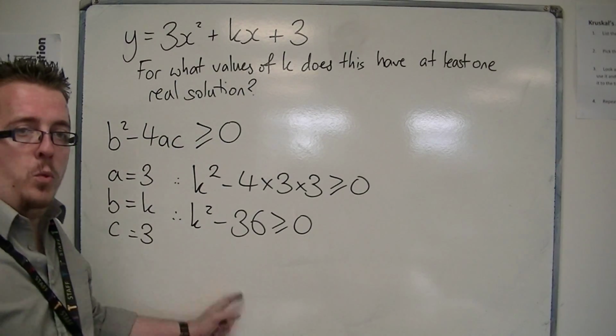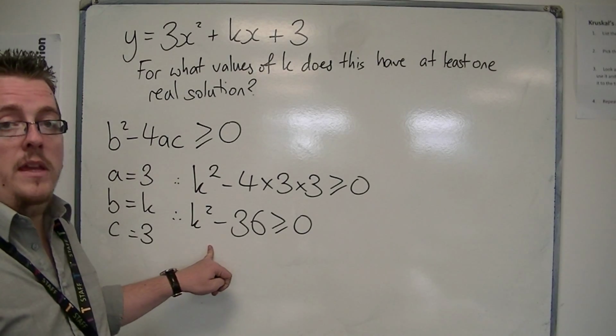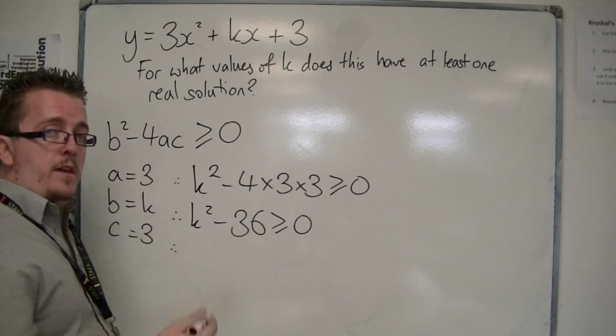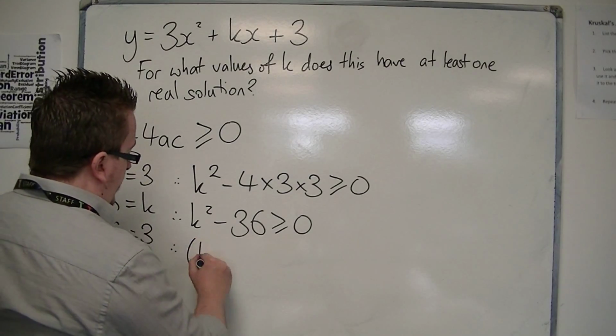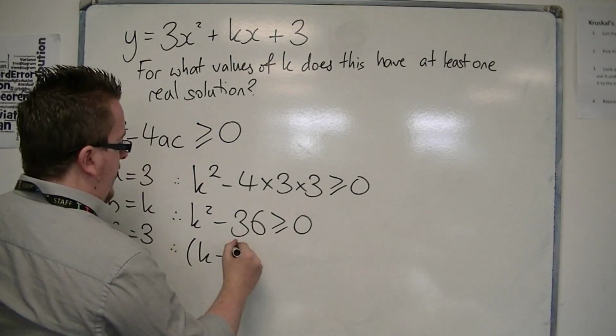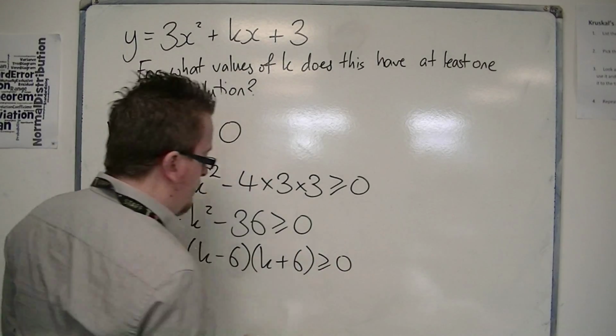Now this is a quadratic inequality where the left-hand side can be factorised, using the difference of two squares. So this is k minus, not 36, just 6. k minus 6, k plus 6 is greater than or equal to 0.